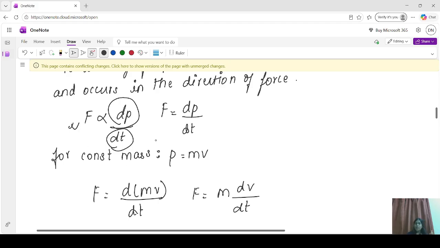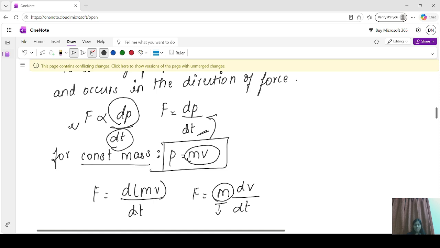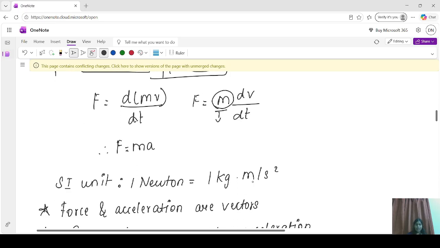So for constant mass, what is the momentum? Mass into velocity. Now we are going to apply the formula of momentum into the formula of the second law. So F is equal to delta of mv divided by dt. Now we will be taking m outside because m is constant. We have mentioned here now, constant mass. So F is equal to m delta v by delta t. So therefore, what is dv by dt? That is acceleration. Now what is the answer? F is equal to ma.